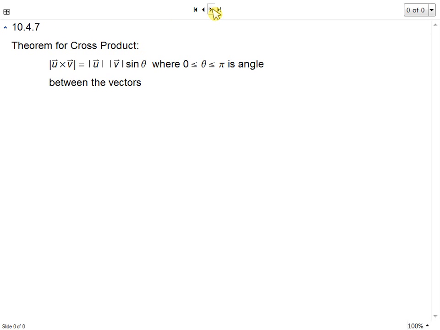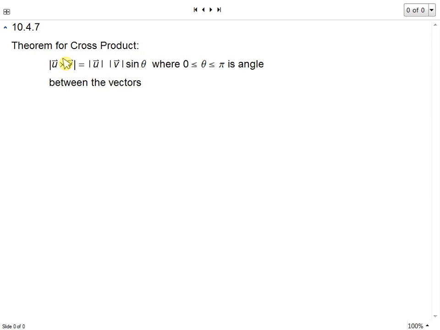All right, very important theorem about the cross product. Since the cross product is a vector, we can take its magnitude, right? The magnitude of that vector, the cross product, is equal to the length of U times the length of V times sine of the angle between them. Now that looks very similar to what? The dot product. Last class we said that U dot V is equal to magnitude of U times magnitude of V, cosine of the angle between them.